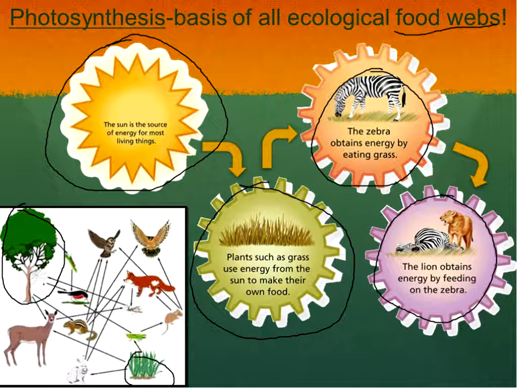But anyways, in the beginning of all food chains or food webs, the point of this slide is to show you that grass and trees and shrubs and all your autotrophs, they're the beginning of the food web. And photosynthesis has to take place in order for the other animals to live.